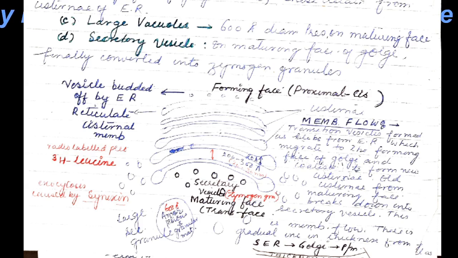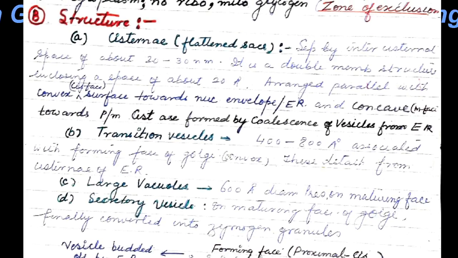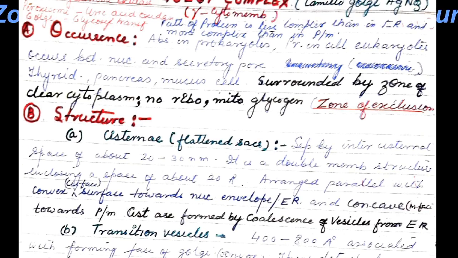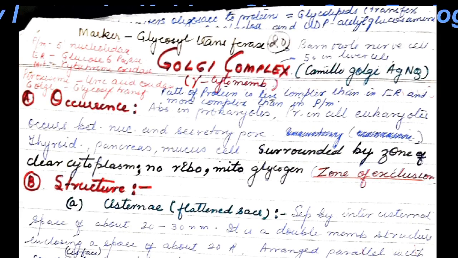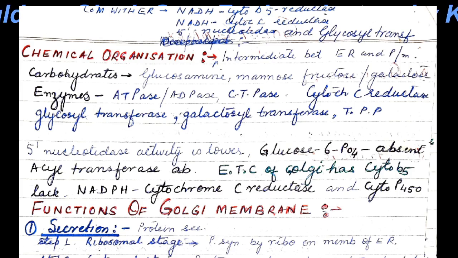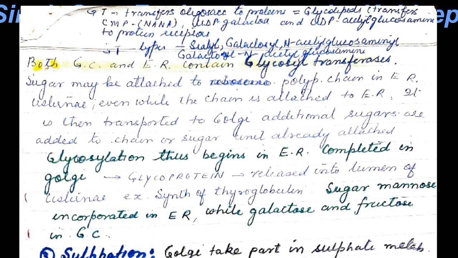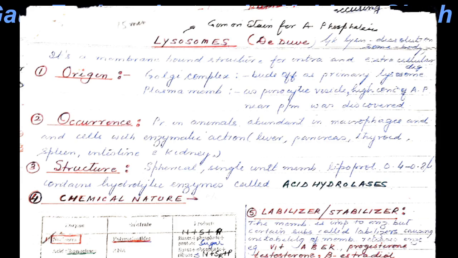Now at the trans phase you can see secretory vesicles which are also called zymogen granules. These zymogen granules contain a battery of enzymes which are hydrolytic in nature, and these vesicles which have hydrolytic enzymes are called primary lysosomes, and they get converted into lysosomes. And you know how important lysosome is. We are going to study it in detail.